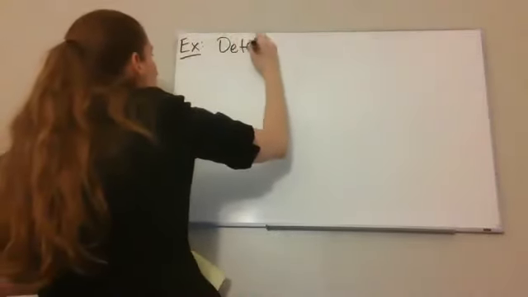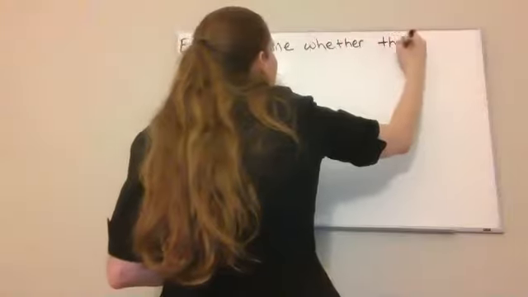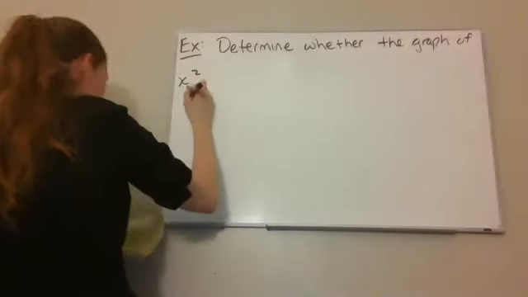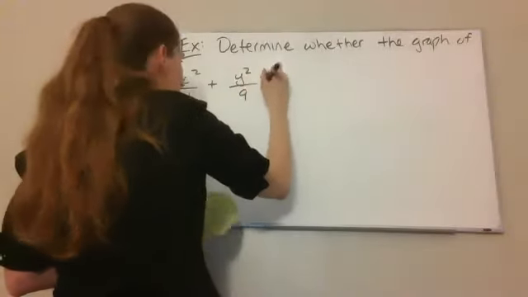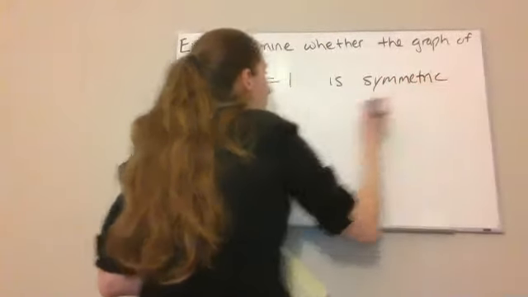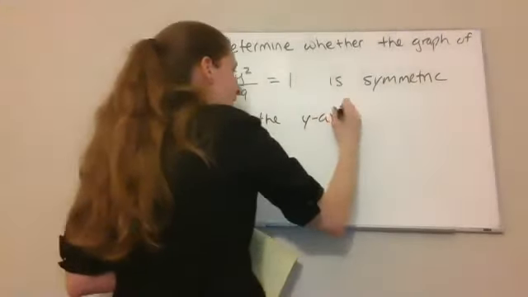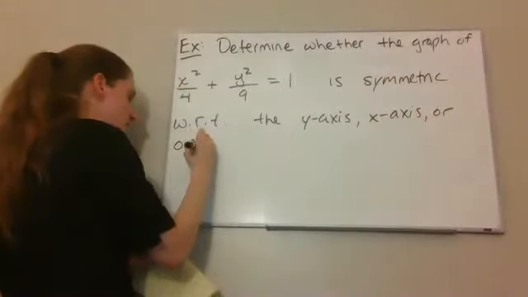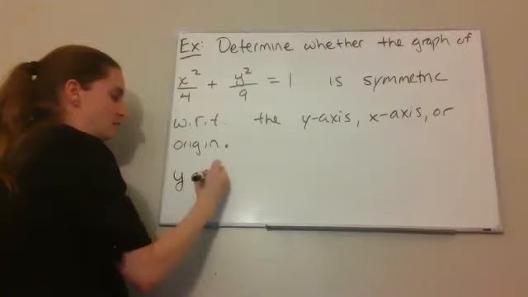So we are going to determine whether the graph of the equation x squared divided by 4 plus y squared divided by 9 equals 1 is symmetric with respect to the y-axis, x-axis, or origin. And I'm going to start with the y-axis again.